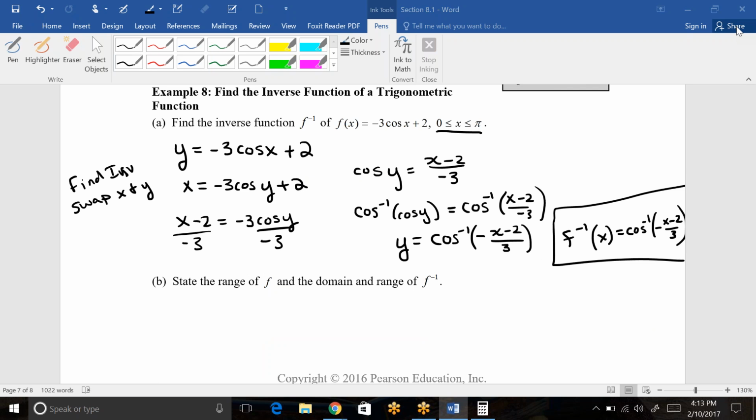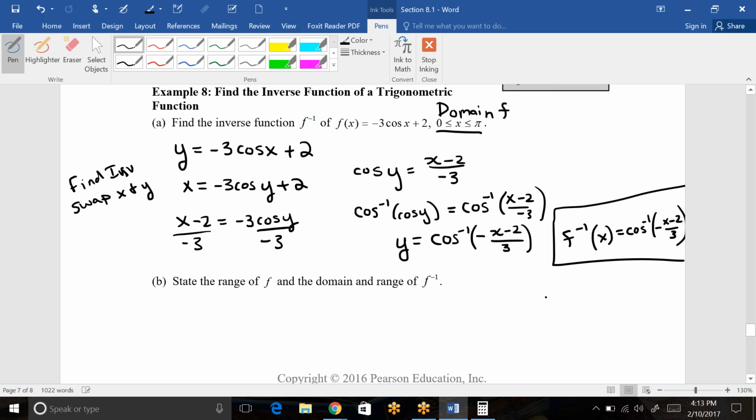Okay, so now that's my inverse equation. Now they ask me a follow-up question. They say state the range of f and the domain and range of the inverse. Well, we already know the domain of f. They gave us that. Anytime they have something like that attached after a function with an x in the middle, they've given you the domain.